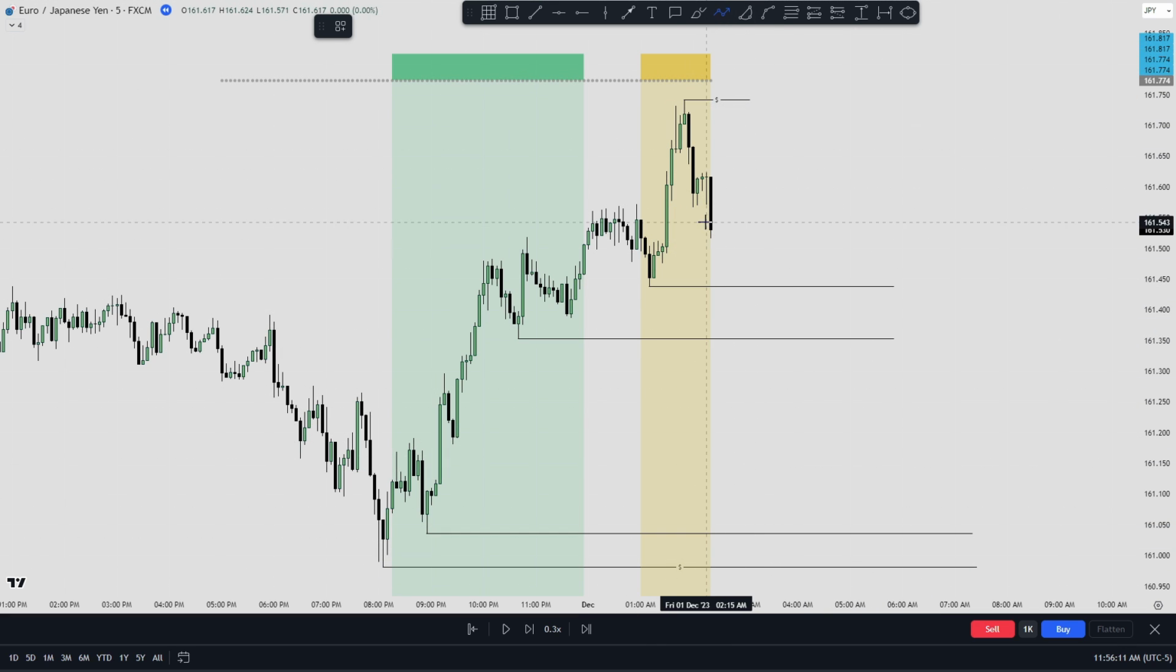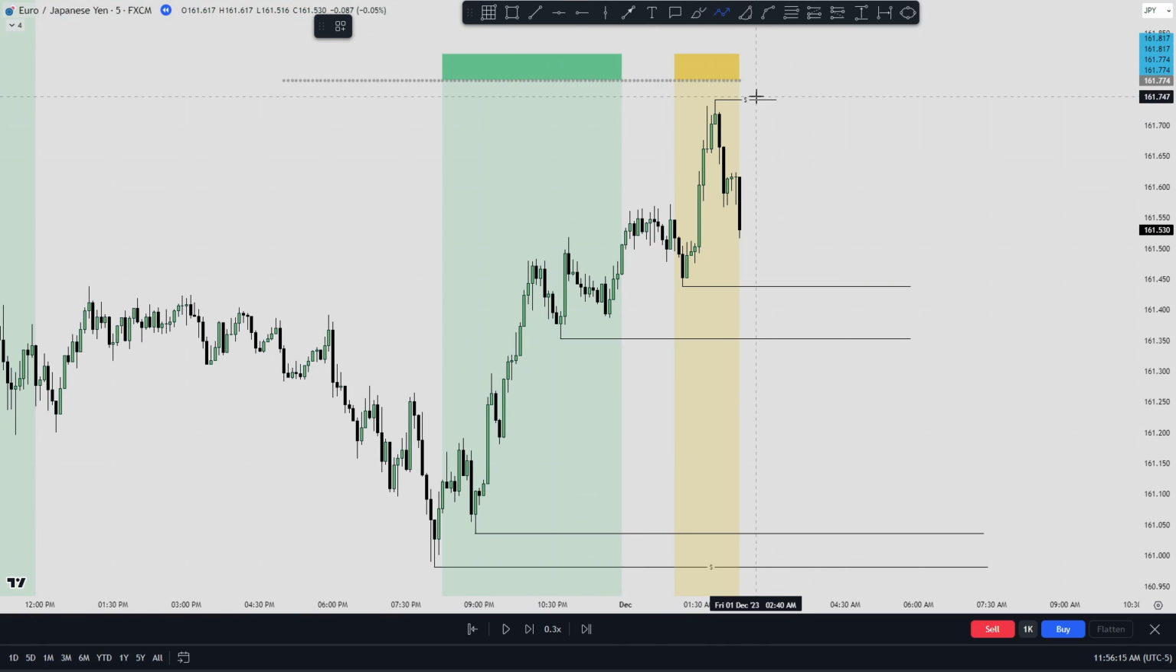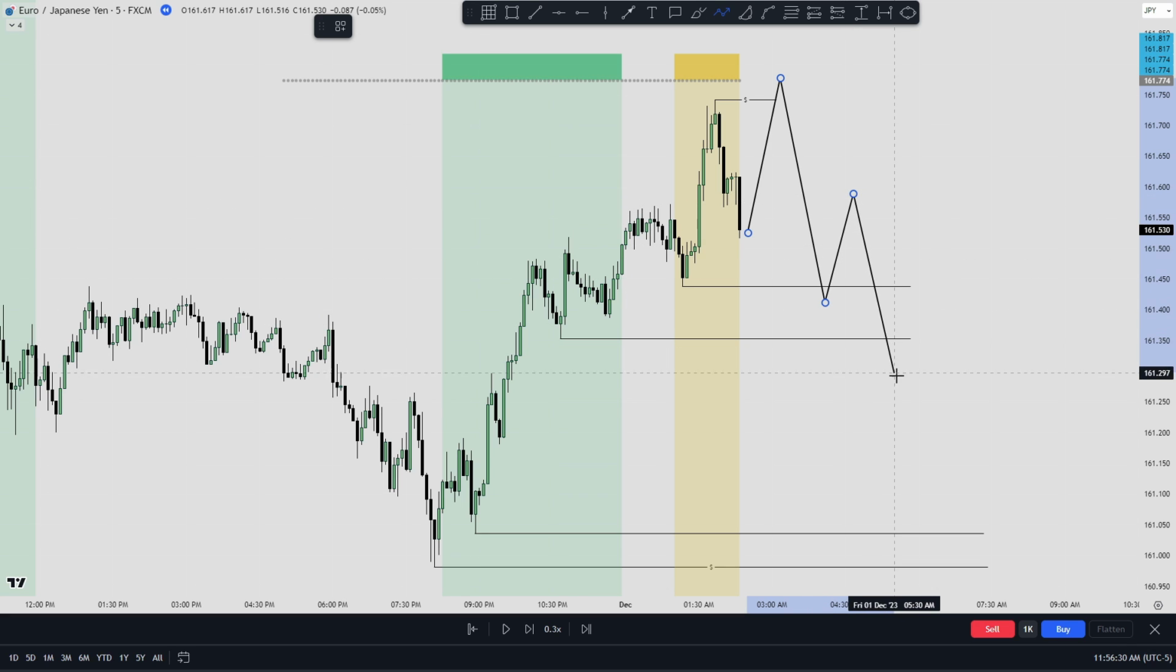So what we can anticipate is we've been making lower prices. We have a liquidity pool up here. We have liquidity down here. We can suspect something like a push up here into this London session high, break lower, pull back, lower, pull back, all the way down into our final.